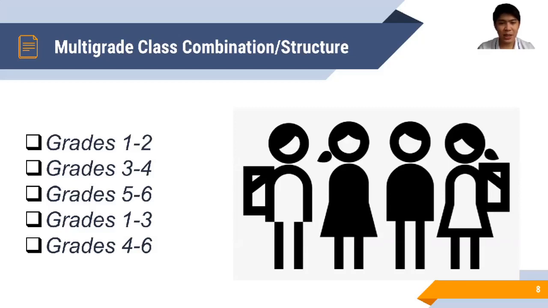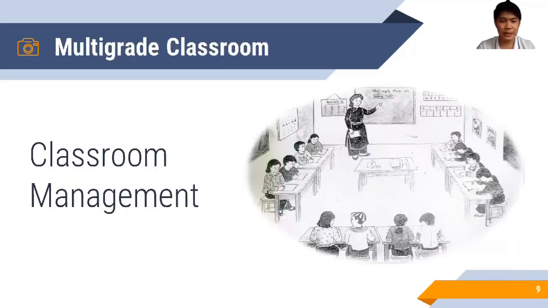Pero minsan, we have the kindergarten class. At sa multigrade school, sometimes it is being combined with grades 1 and 2. So, there would be a setup of kindergarten, grades 1 and 2, being handled by a single teacher, or kindergarten, grades 1, 2, and 3. So yun po ang usual class combination or structure in a multigrade class.